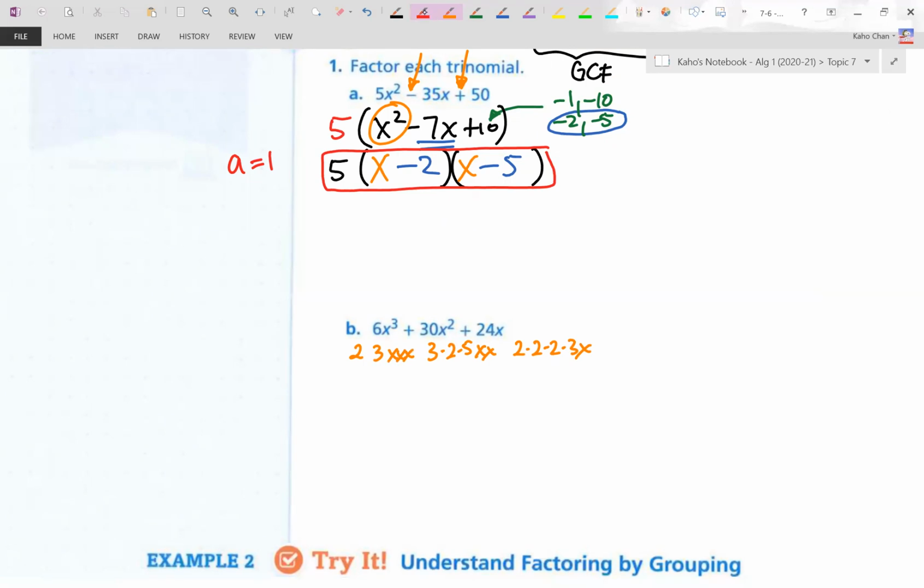So right away I see they all have in common a 2 and a 3 and an x. That means my GCF is 2 times 3 times x.